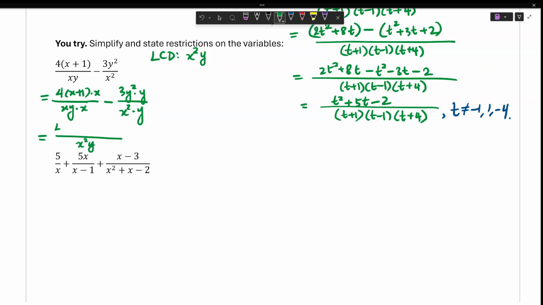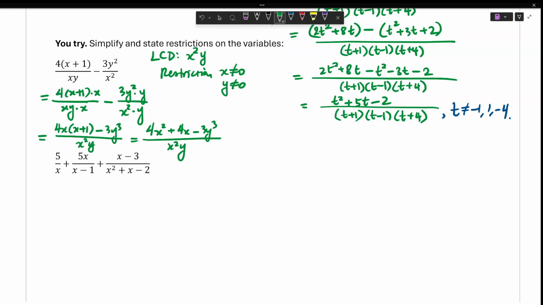And then you have 4x times x plus 1 minus 3y cubed. If you like, you can expand this too to get 4x squared plus 4x minus 3y cubed on top. Restrictions, you can see throughout the problem, but especially at the beginning, x can't be 0, y can't be 0.